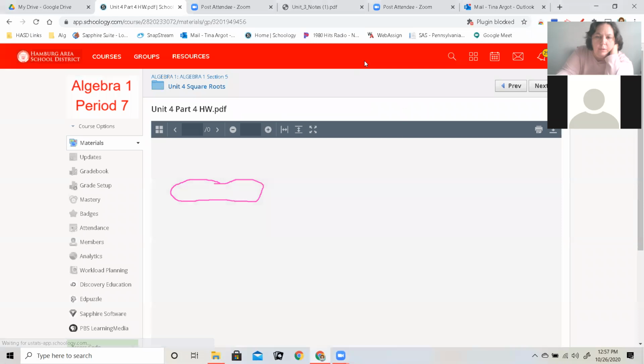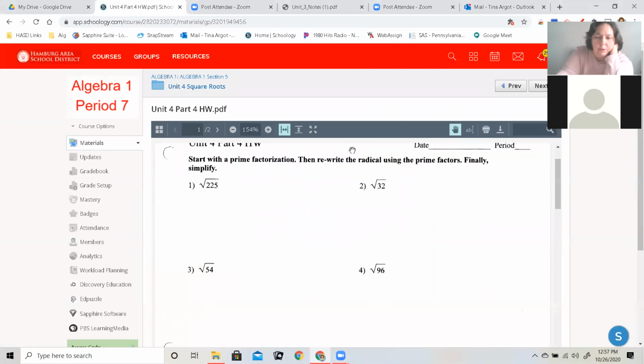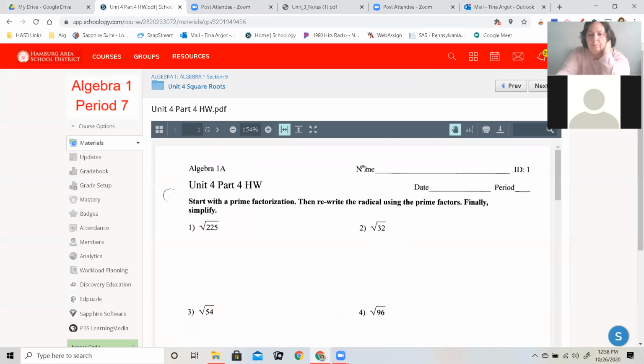Unit 4, Part 4 starts with radical 225. Now, some of these are perfect squares. You already know that the square root of 225 is 15. But if you want to show the work with the prime factorizations, that's how I solved it.